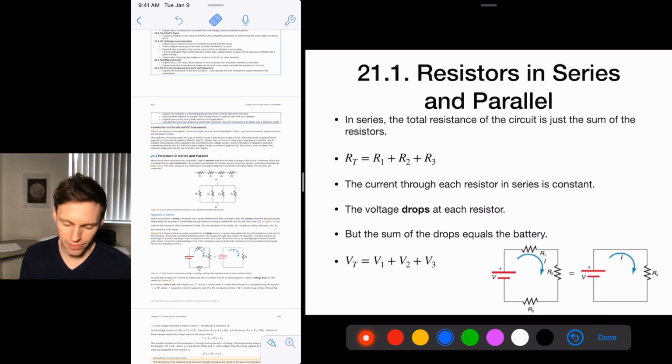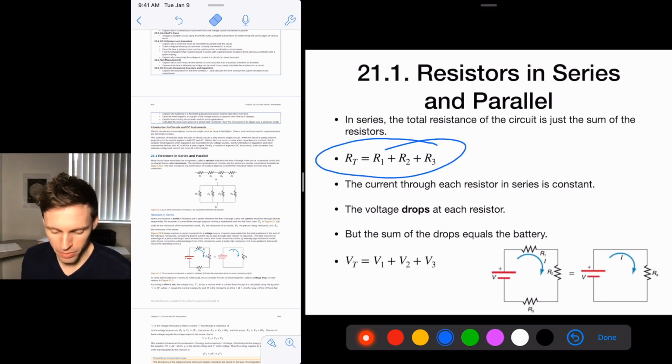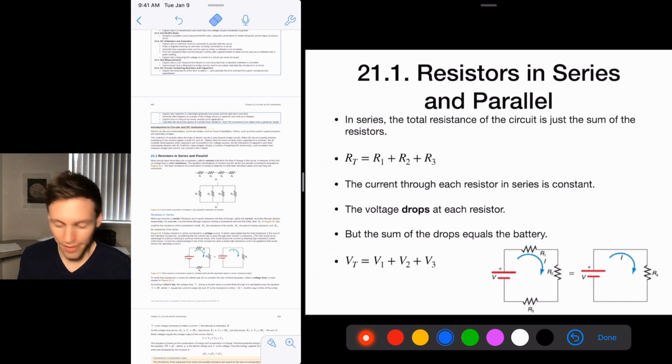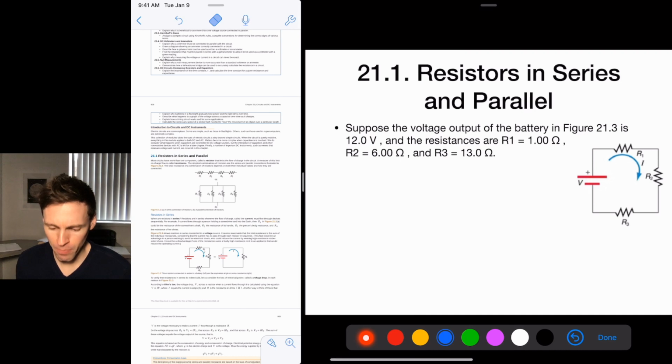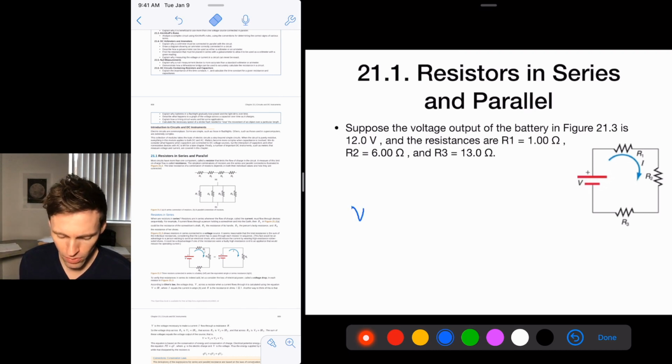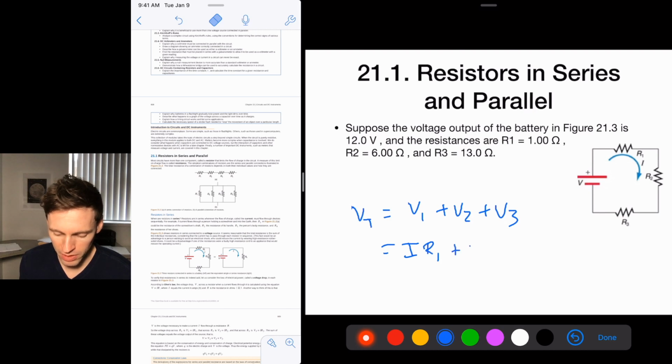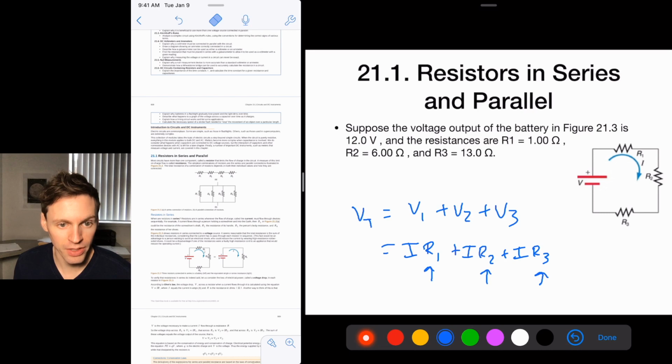So that's the type of stuff you're going to be doing: adding up all the resistances, adding up all the voltages, or calculating the voltage across one of these things. The key thing is that if V total is equal to V1 plus V2 plus V3, then since V is equal to IR, this is IR1 plus IR2 plus IR3. And since the current is constant through each of these resistors, you can calculate the voltage drops if you know the resistances, because you just calculate the current, which is the same for all of them, and then I times R is all you need.